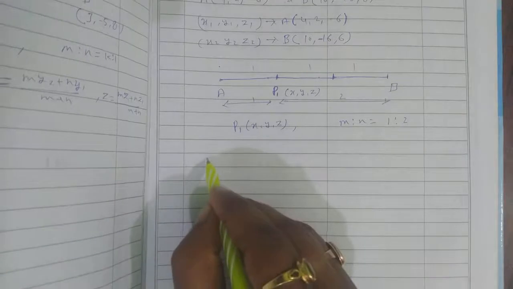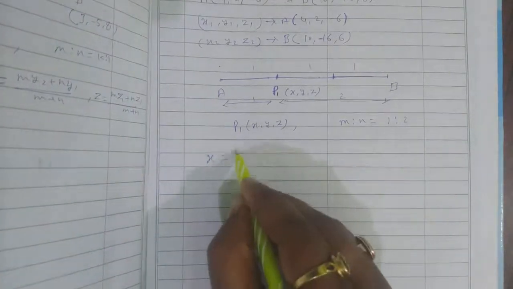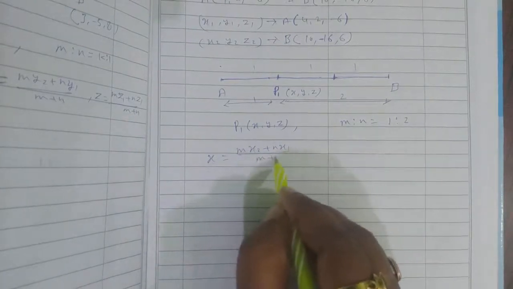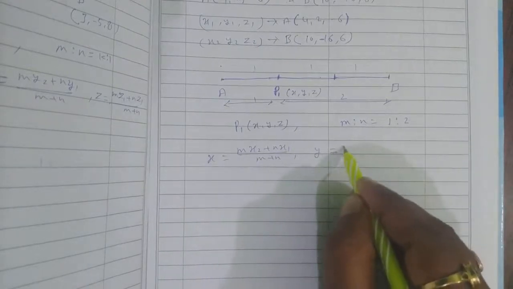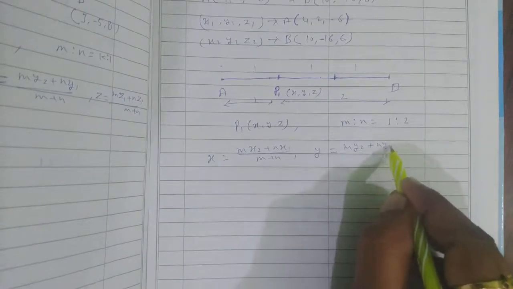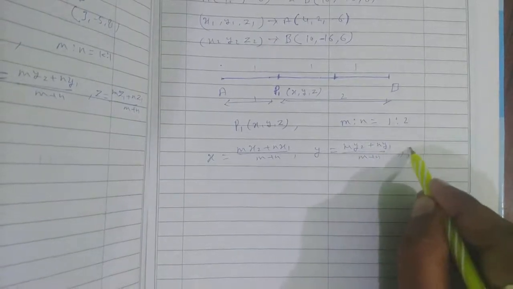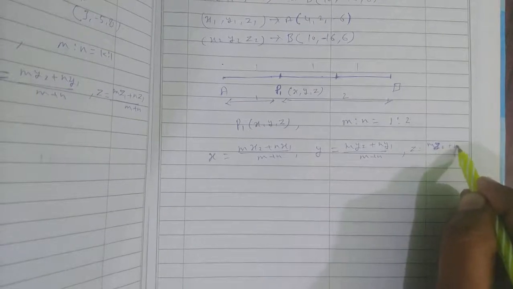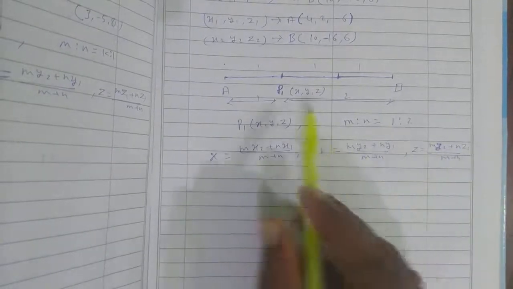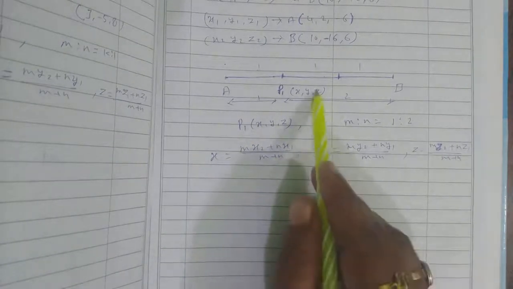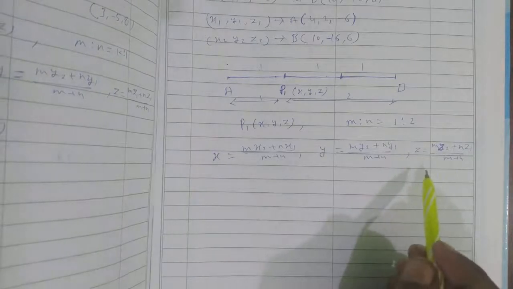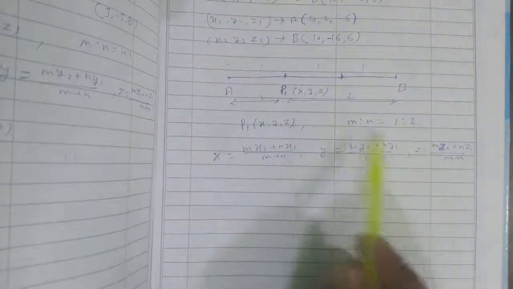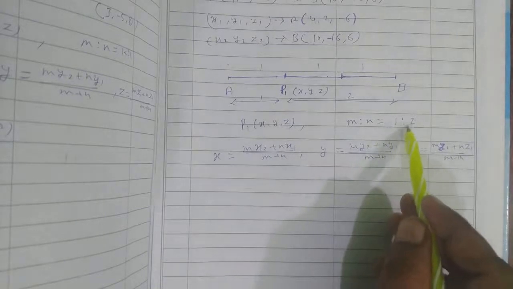First, what is the x coordinate here? It is (m x2 + n x1) upon (m + n). Second, what is the coordinate of y? It is (m y2 + n y1) upon (m + n). And similarly, what is the coordinate of z? It is (m z2 + n z1) upon (m + n). This gives the coordinate of x, y and z of this point. So you will put in the values of x1, x2, y1, y2 and z1, z2 from here. Then we will solve with the ratio 1:2.